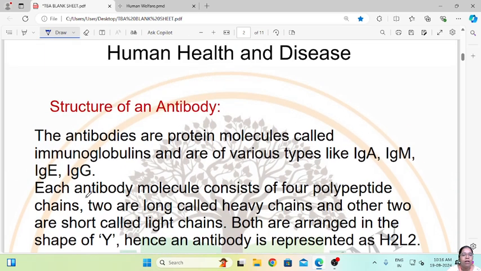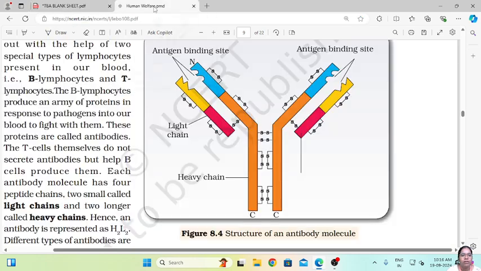So let us see the structure of the antibody. This is the Y-shaped structure of an antibody, wherein the orange and yellow colors represent the heavy chains and the pink color over here represents the light chains. So this consists of 2 heavy chains and 2 light chains, and this is the antibody-antigen binding site, wherein the antigen binds to the antibody so that it can give protection against diseases. So this is the structure of your antibody.